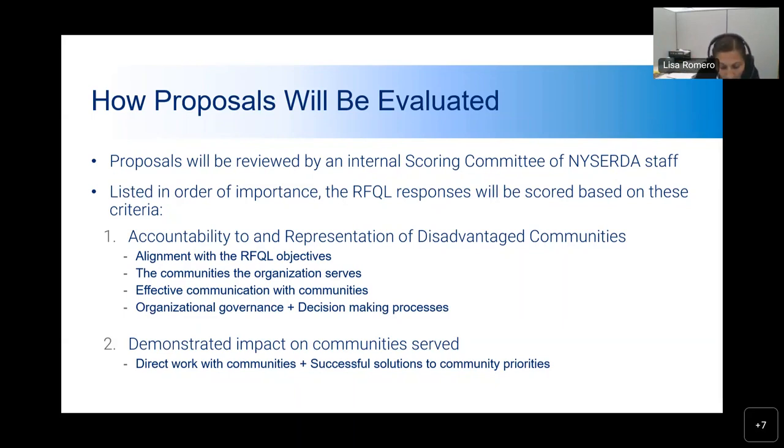The minimum threshold is 65 points out of a possible 100 per proposed service area category. Let me repeat that. The minimum threshold is 65 points out of 100 possible points per proposed service area. No proposed category with an average score of less than 65 points will be considered for contract negotiations.